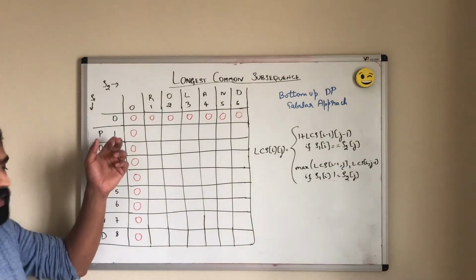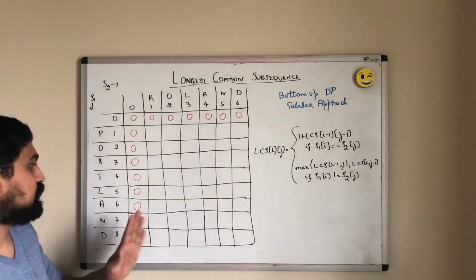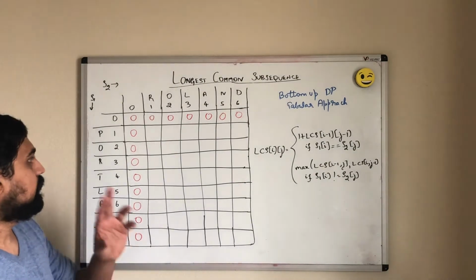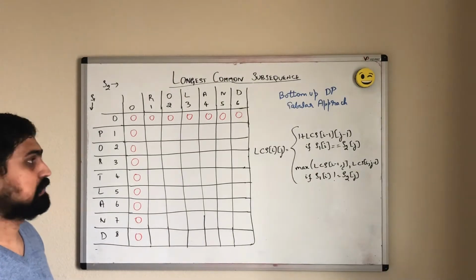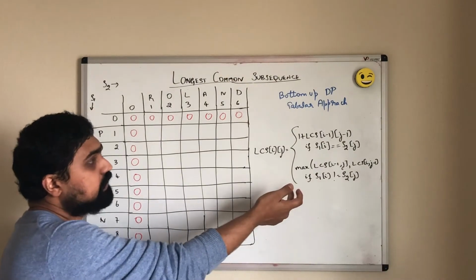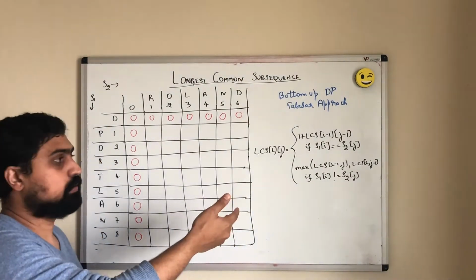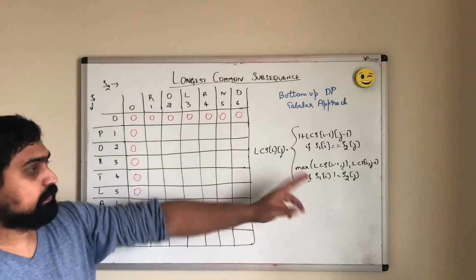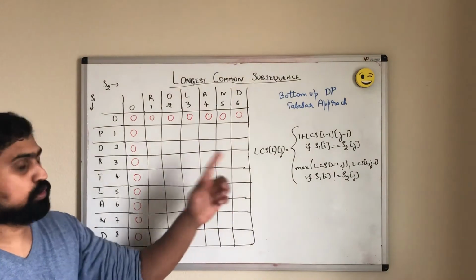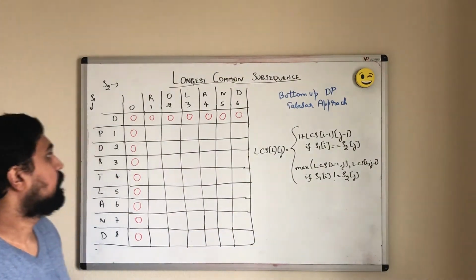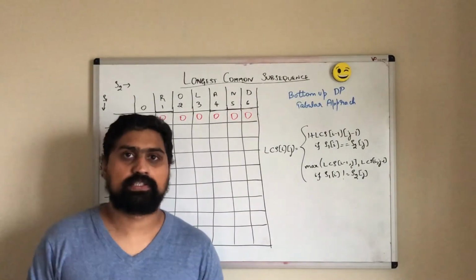Now, in this table, I am using one-based indexing just to make things simpler. In the actual code implementation, we'll use zero-based indexing, the arrays. So this is the recurrence relation that we'll be using to solve the problem. In the code implementation, we'll do a minor tweak to this because it's zero-based indexing. Okay, let's begin the computation now.